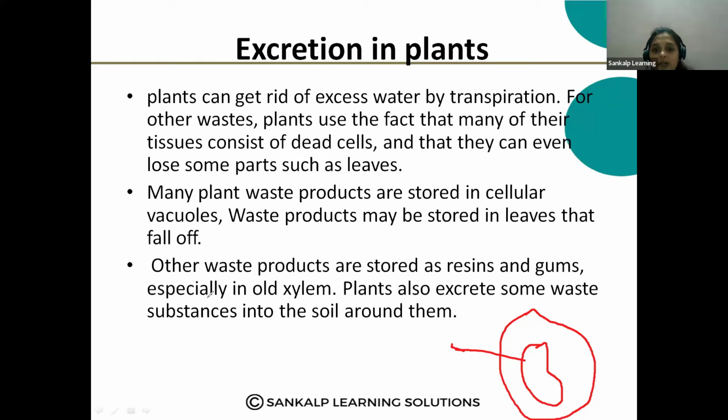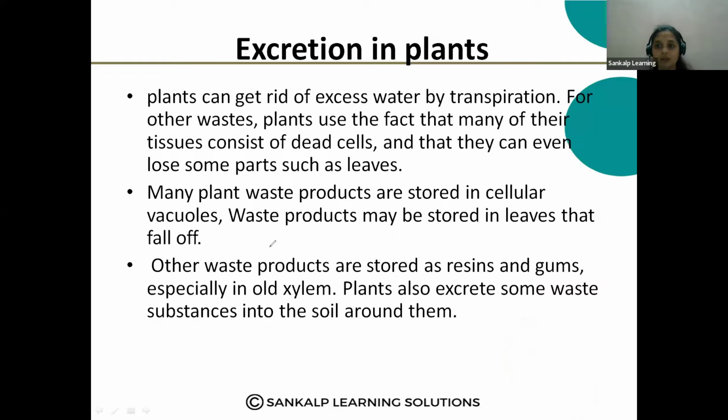And one more thing is the waste products are stored in the form of resins and gums. These resins and gums also remove the waste products, and they excrete the waste substances into the soil around them. So these all are the methods that are used by plants to remove the waste products.